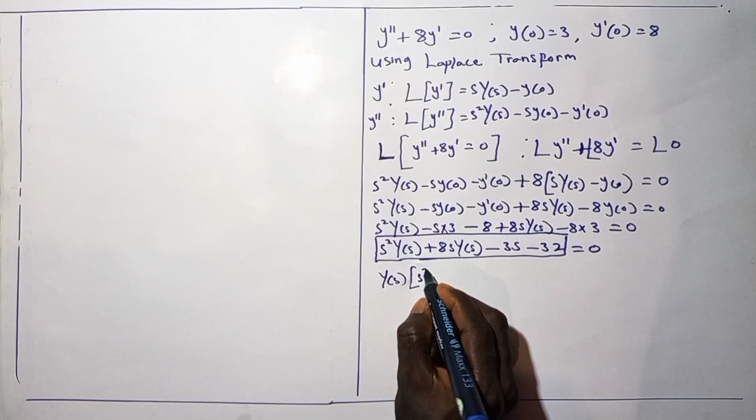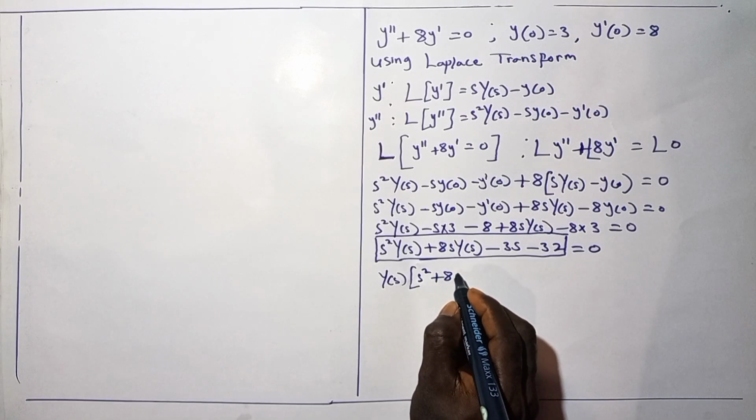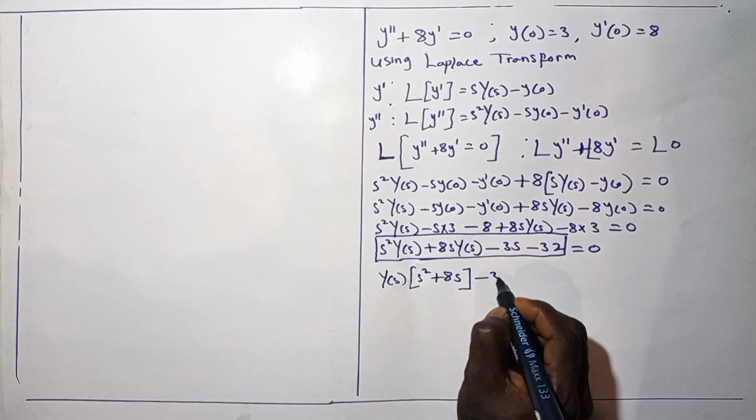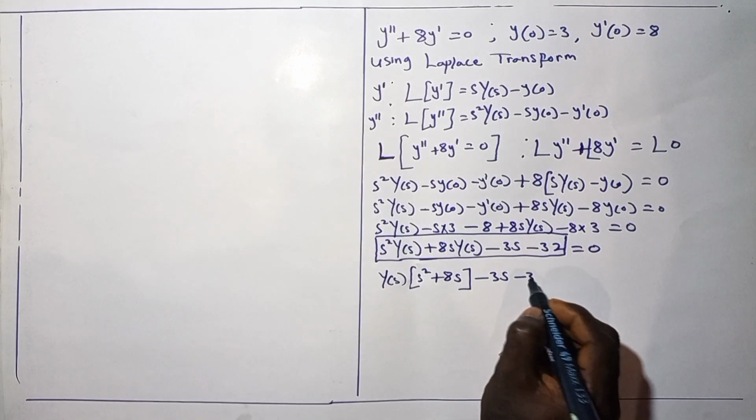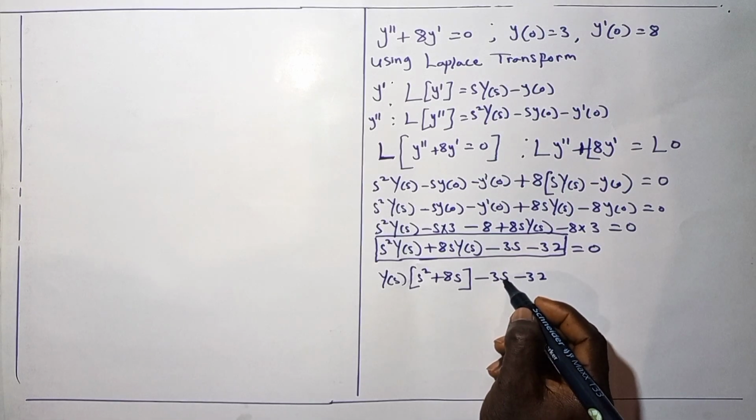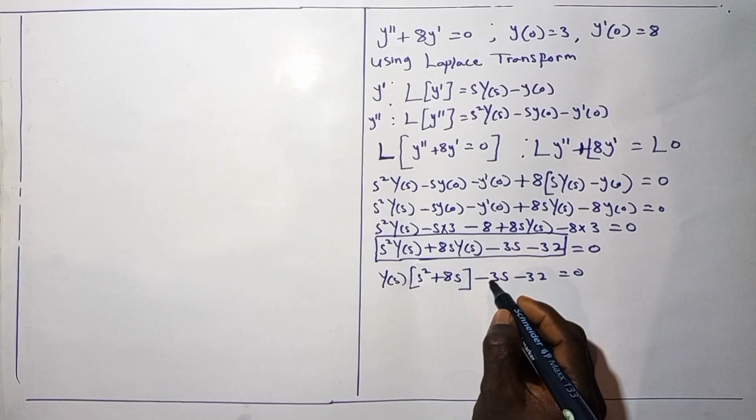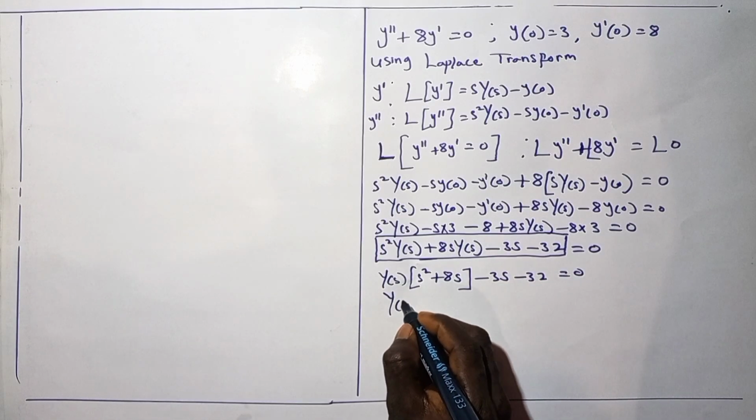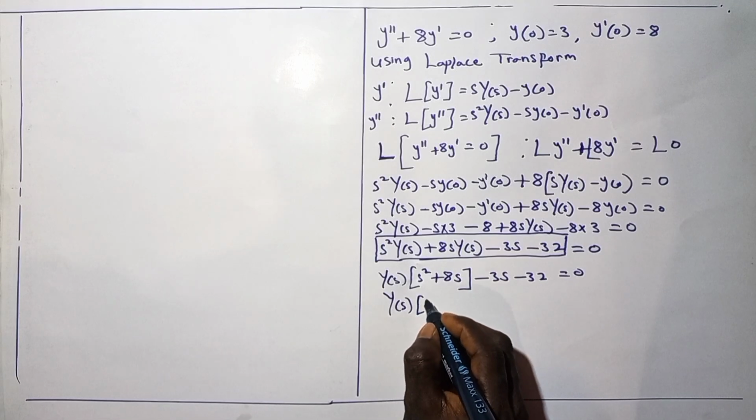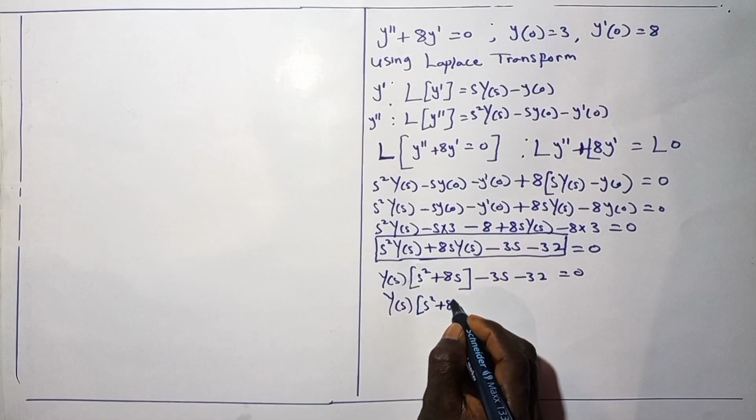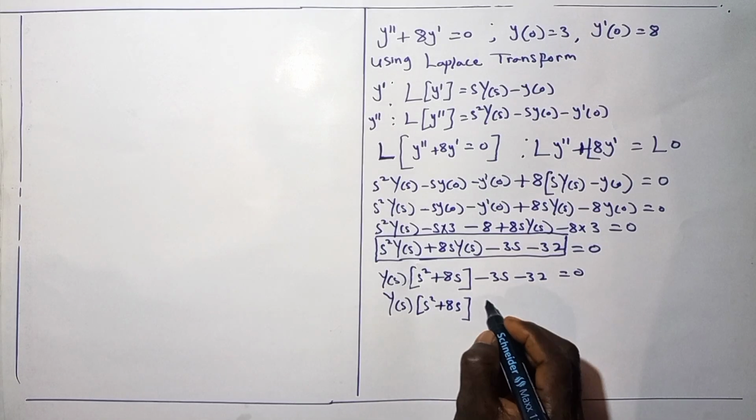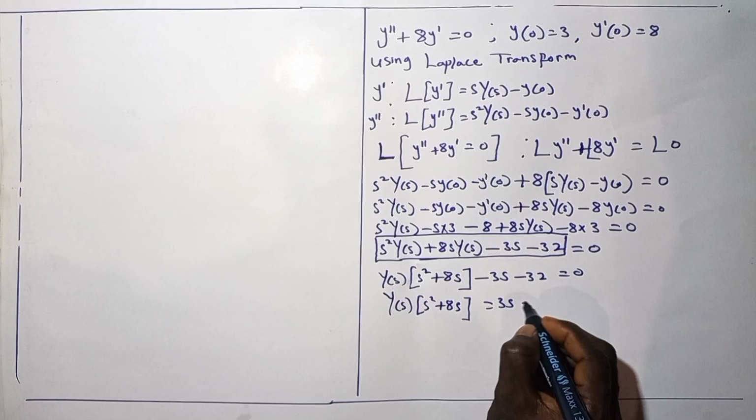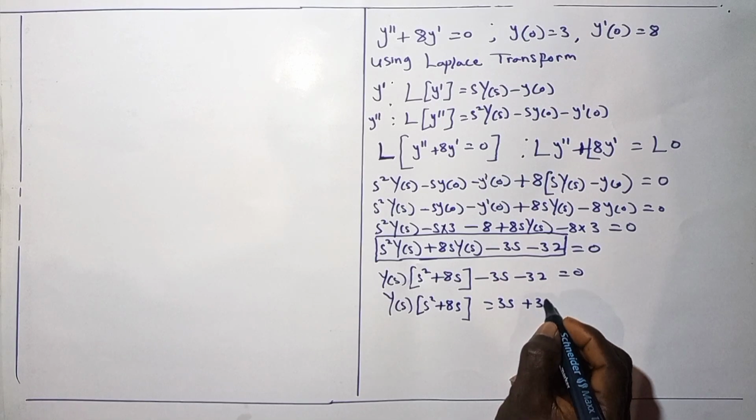Then we have s squared plus 8s. Then we have minus 3s minus 32. Don't forget this is s, not 5, please. So now we can take this to the other side. Y of s squared plus 8s. Then this becomes 3s plus 32.